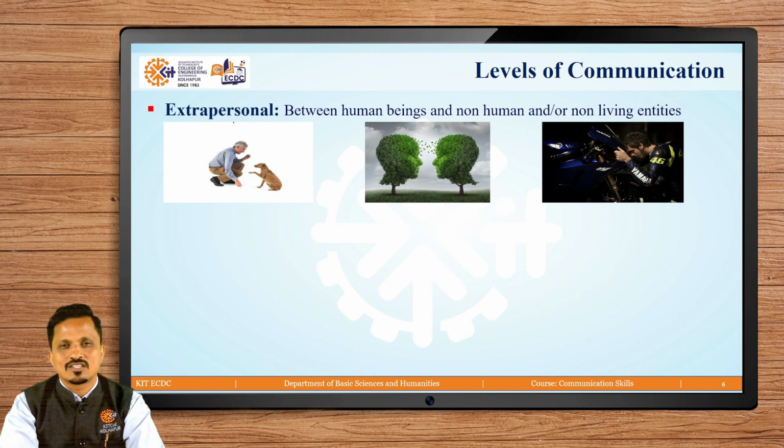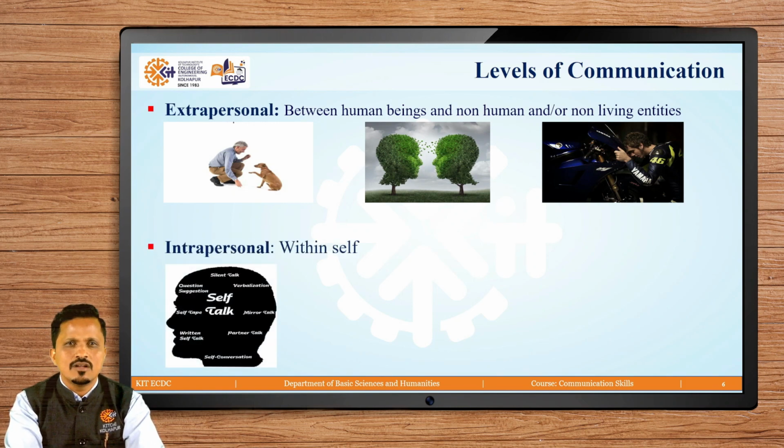Bike, when it is not starting, we talk as if, please start, I have to reach my home, reach my office early or in time. So that is talking with non-living things, which is known as extrapersonal communication.